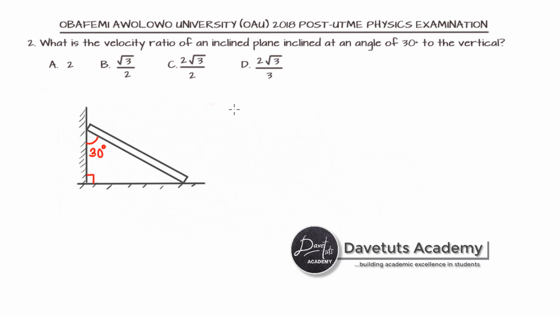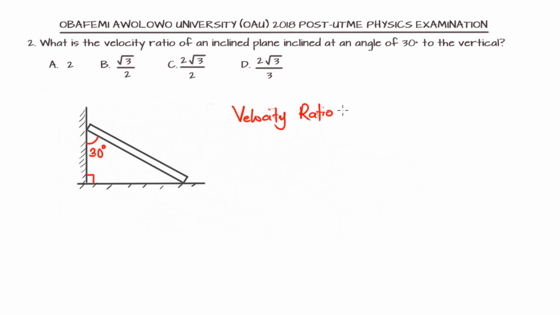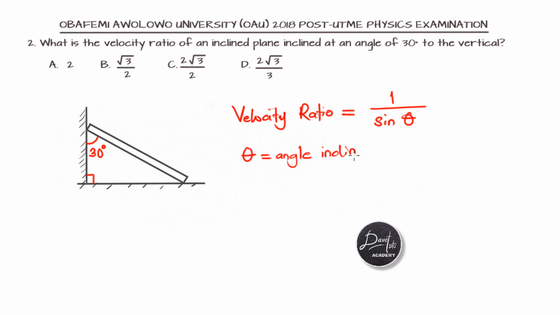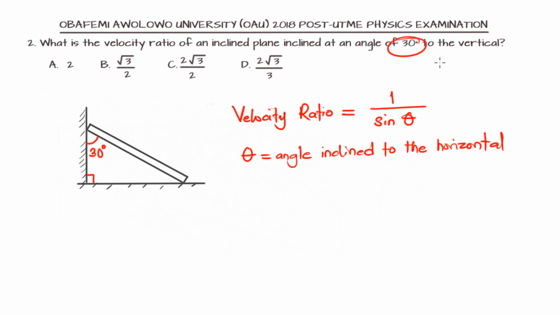But what is the formula for the velocity ratio? The formula for the velocity ratio is given as 1 over sine theta. But now, what is theta? Theta is the angle inclined to the horizontal, not the angle inclined to the vertical. Theta is the angle inclined to the horizontal. So we need to find the angle inclined to the horizontal. In the diagram, we are given 30 degrees to the vertical. If you use that, we are going to miss this question. So to the horizontal, this angle being shown in blue is our theta.